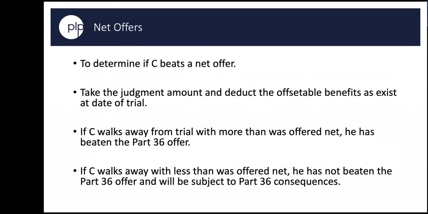In terms of net offers, they're a little bit more straightforward, but it generally involves doing a slight amount of maths to work out whether or not a claimant beats a net offer at trial. And so these are circumstances where the defendant has made a net offer and the claimant has nonetheless not accepted that and they've gone off to trial. And in such cases, you take the judgment amount, you deduct the offsettable benefits as they exist at the date of trial, not as they exist at the date of the Part 36.